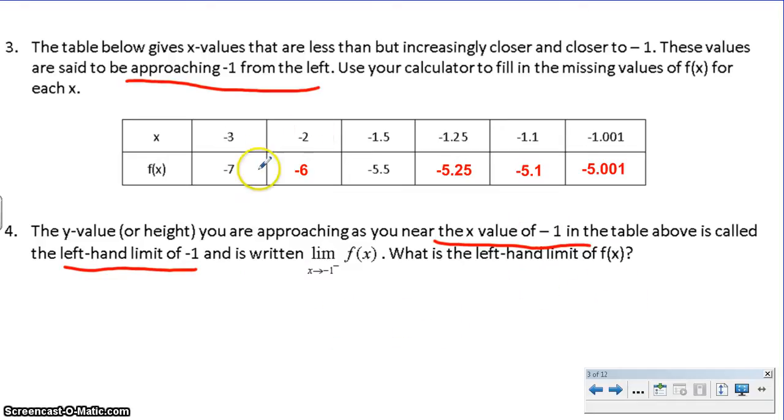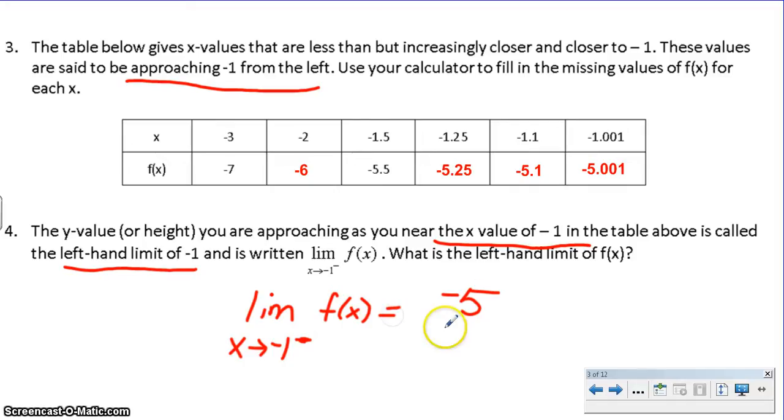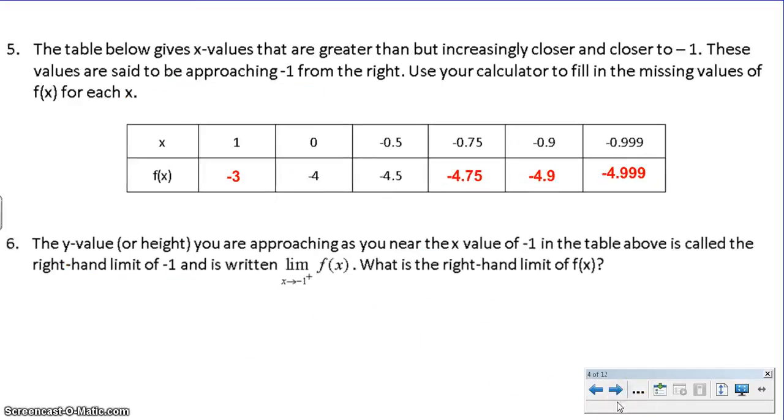If you take a look at these numbers, what value are we getting closer and closer to? We're getting closer and closer to -5. So the way we write that is the limit as x approaches the value of -1 from the left. That's what this little minus sign here is, of the function f of x is going to be -5. Okay. Now let's take a look at other values. This time we're approaching -1 from the right.